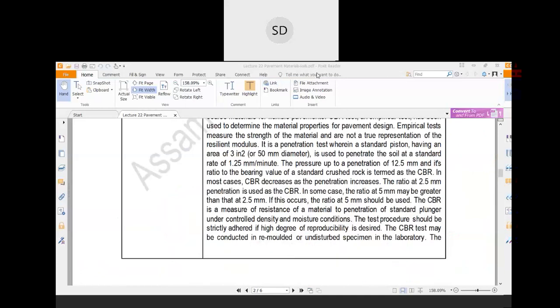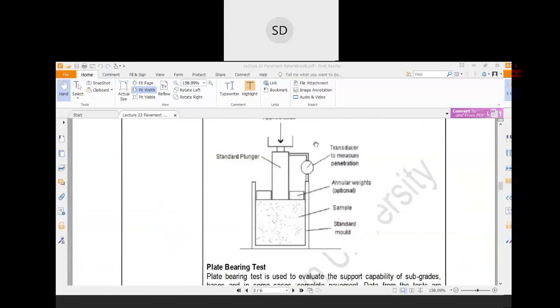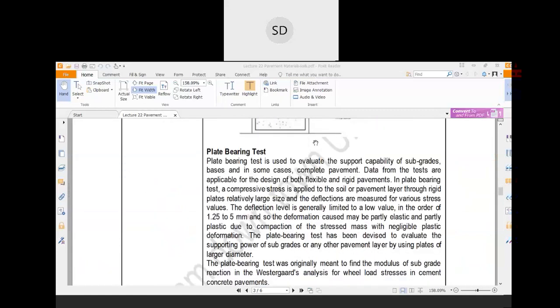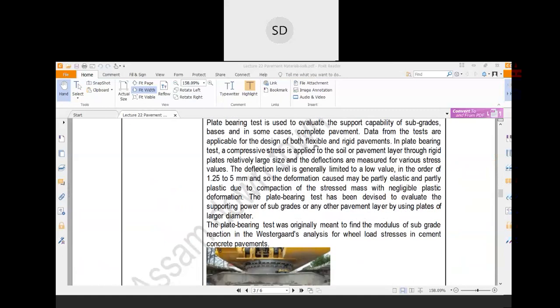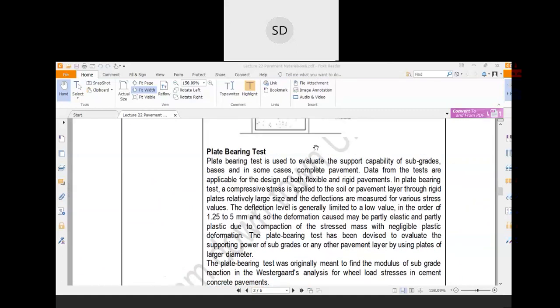So this is all about the CBR test. Now another test is called the plate bearing test. Why is it called the plate bearing test? Because one larger plate, or an assembly of plates, is associated with the test, and some load will be applied over this plate. For this reason it is called the plate bearing test.